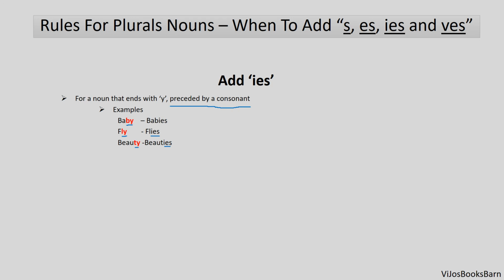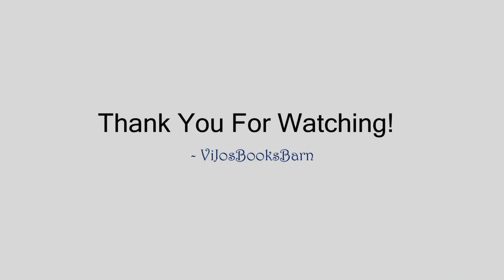Apart from these, there are certain other rules for converting a singular noun to a plural noun, but these are widely used rules. S, ES, IES and VES are the widely used transformations for singular noun to plural noun. So I have covered only those rules. Hope it was very useful to you. Thank you for watching my video.